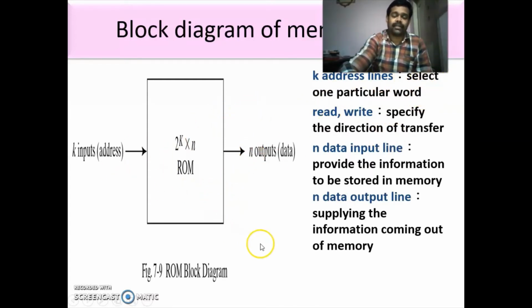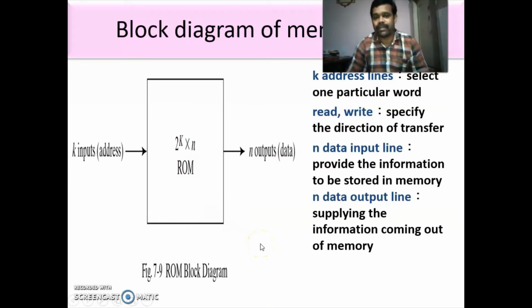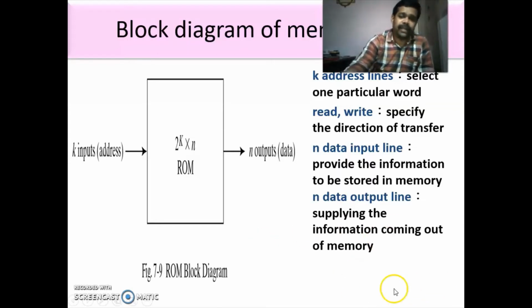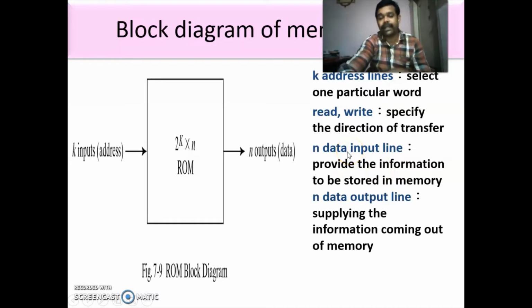So read and write are the two operations that we can perform in this memory. Writing is nothing but storing some information into the memory, and retrieving some information from the memory is called reading. So it will be having n data input lines. For writing we have to give data inputs to the n data input lines, and data we will be retrieving from the memory will be coming from n data output lines.